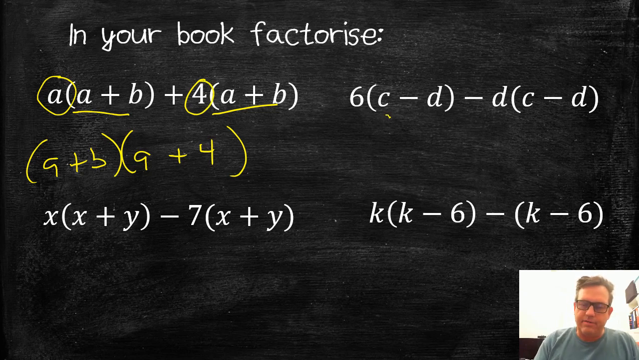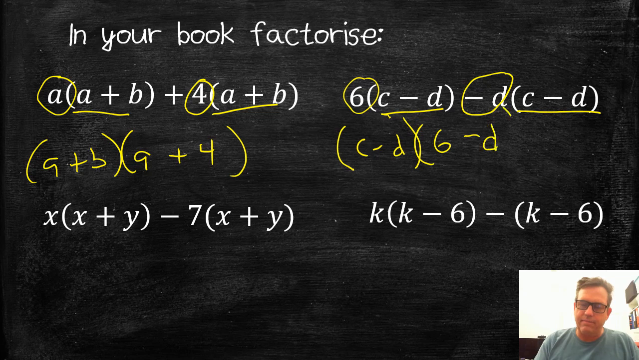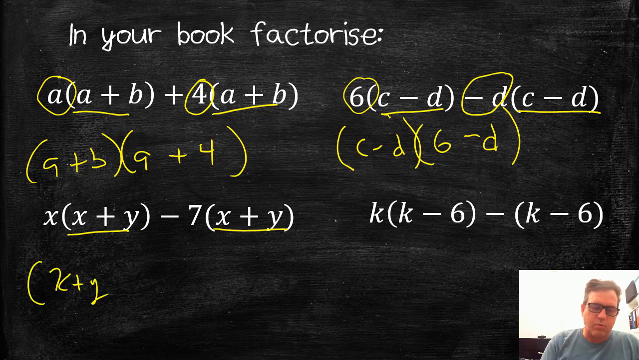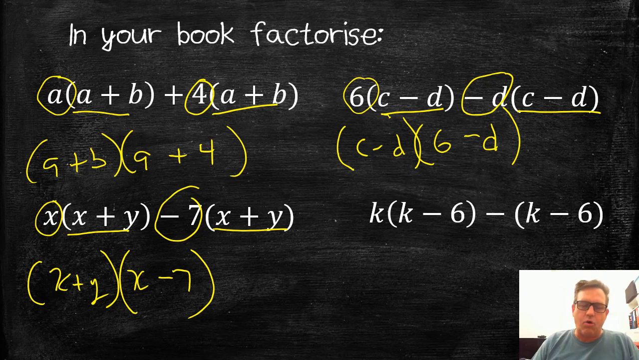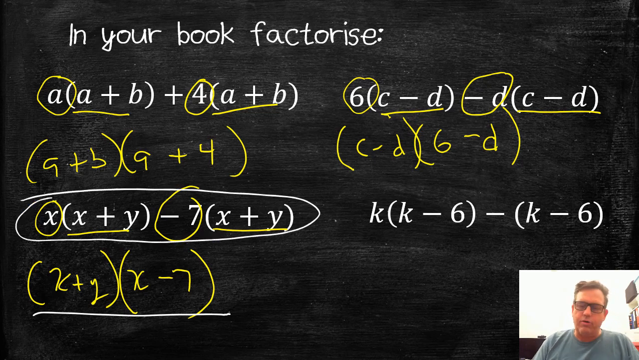The next one, I have (c minus d) as a common factor. So I can factor that out, (c minus d). If I factor out (c minus d) from the first term, I'm left with 6. And if I factor (c minus d) out from the second term, I'm left with minus d. Okay, the next one, my common factor, I'm multiplying both of them by (x plus y). So I can bring out an (x plus y), and I'm left with x, and I'm left with minus 7. Again, if we expanded both of these all the way, if I expanded this double bracket, and if I expanded this one here all the way, they would turn out to be the same thing.